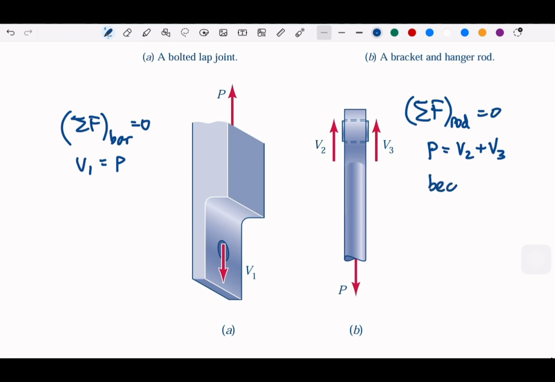And because of the symmetry, each one of them will be equal. So V2 will be equal to V3, which will be equal to P over 2. Okay, that's our definition. For the double shear, we assume that they are going to be symmetrical, and their forces will be the same, will be equal.